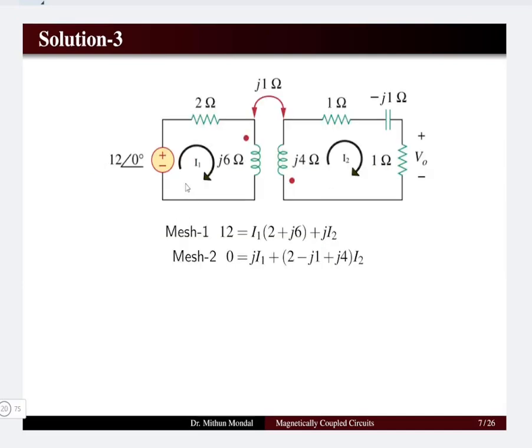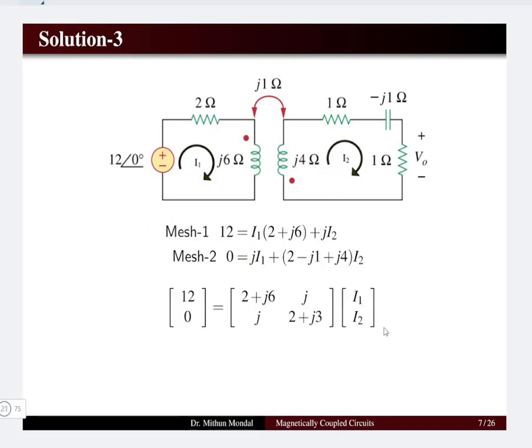So first we will mark the currents I1 and I2 in directions which are suitable to us, and then we can write the KVL equation in mesh 1 and mesh 2. We can find that current 1 is entering the dot in mesh 1 and current 2 is also entering the dot in mesh 2. So we will have the plus value for the mutually induced voltages, and we'll get the first equation and the second KVL equation in the two loops.